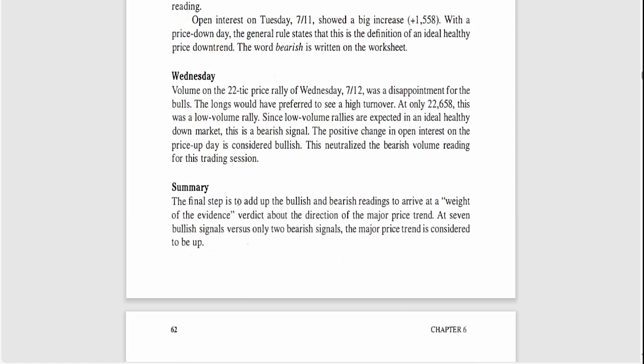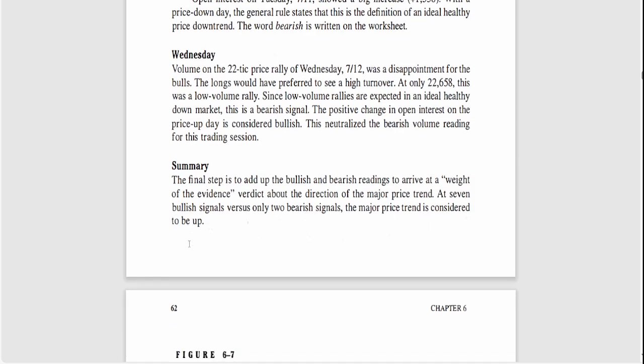The final step is to add up the bullish and bearish readings to arrive at a weight-of-the-evidence verdict about the direction of the trend. With 7 bullish signals versus 2 bearish signals, the major price trend is considered to be up. Okay.